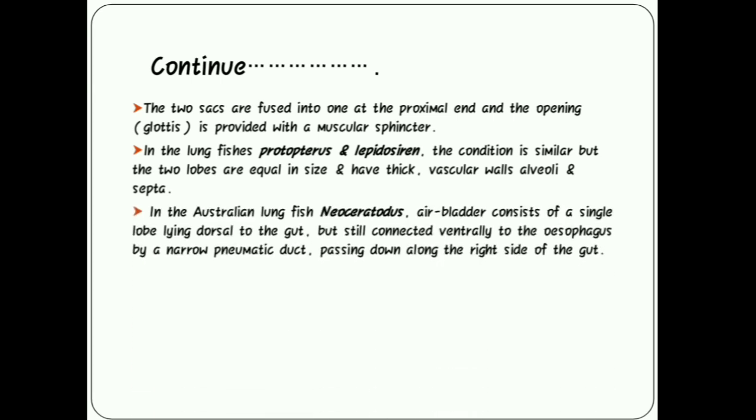In the Australian lungfish, Neoceratodus, the air bladder consists of a single lobe lying dorsal to the gut but still connected ventrally to the esophagus by a narrow pneumatic duct passing down along the right side of the gut. The Australian lungfish has only one lobe of air bladder. It is located on the dorsal side and opens into the esophagus by a pneumatic duct on the ventral side.